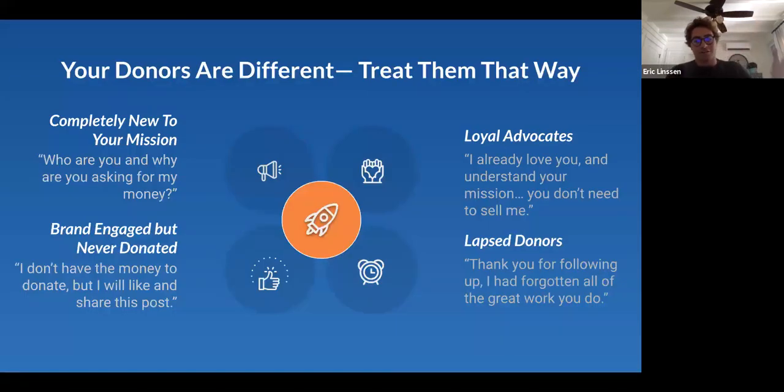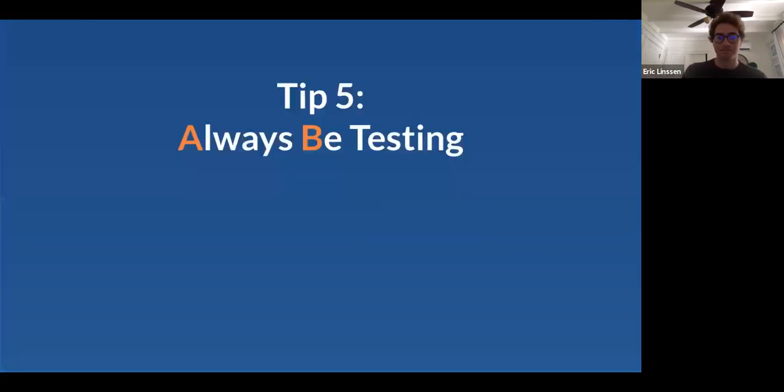And again, we've been basically saying this whole hour, so I don't need to harp on this, but your donors are all different. So treat them that way. You want to run different ads to someone who's completely new to your mission versus loyal advocates versus lapsed donors versus someone who's engaged with your ads all the time but never donated. Maybe that person you never asked to donate. You just asked them to engage with your ads because that's valuable to you, because it makes more ads cheaper to show to new people, and it gives you some earned virality.